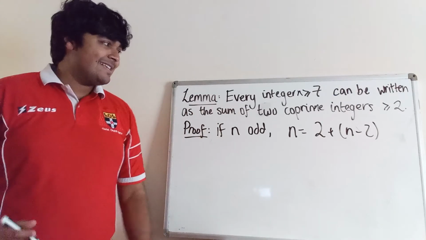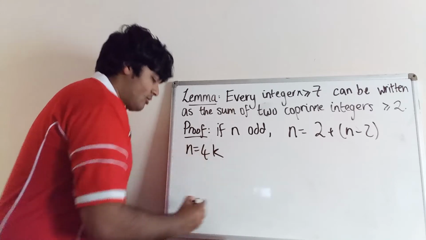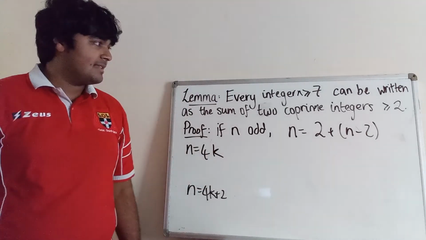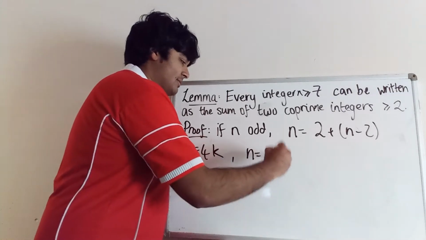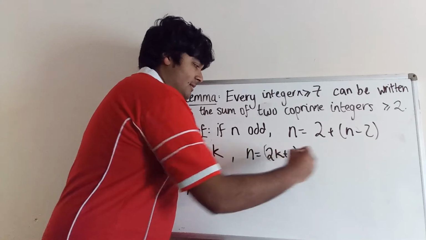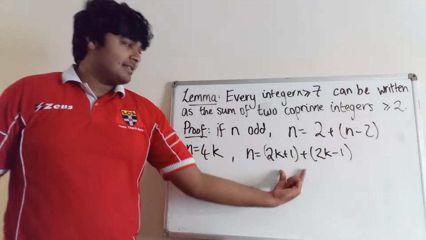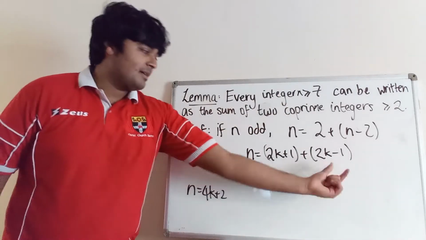Cool. What if n is even? Well, then n is either equal to 4k, or n is equal to 4k plus 2 for some integer k. If n is equal to 4k, then we can just write n is equal to 2k plus 1 plus 2k minus 1, like so. Again, these are two positive integers, both of which are at least 2, which sum to give me n.